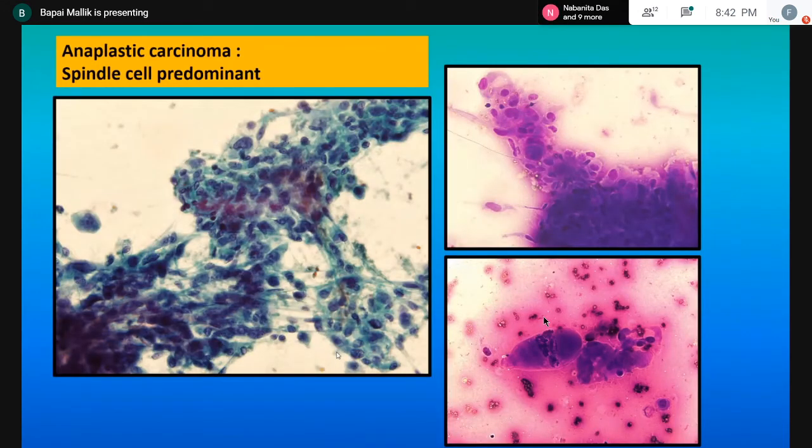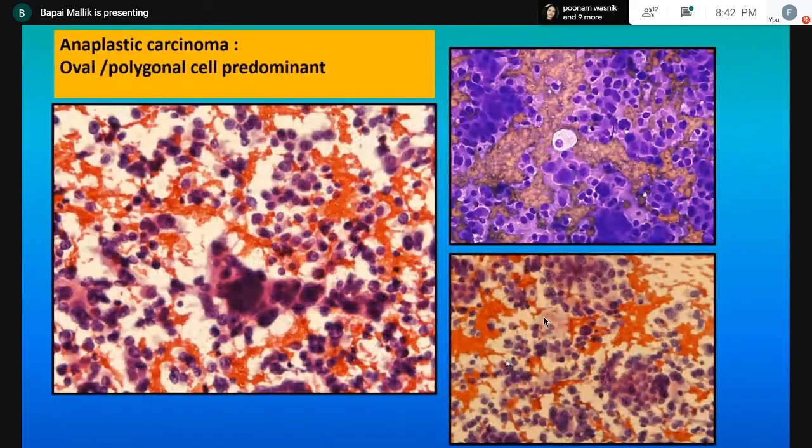Right, so this is an anaplastic carcinoma of the thyroid. It is spindle cell predominant. This is not an official term. This is just a picture, where sometimes you see a lot of spindle cells, which look like a sarcoma. Very anaplastic cells. You see how anaplastic. Look at this cell. It's an absolutely monstrous looking cell over here. So that is a spindle cell predominant type. Again, it's not a name, just a picture to help you understand. Anaplastic carcinoma, oval, polygonal cell predominant.